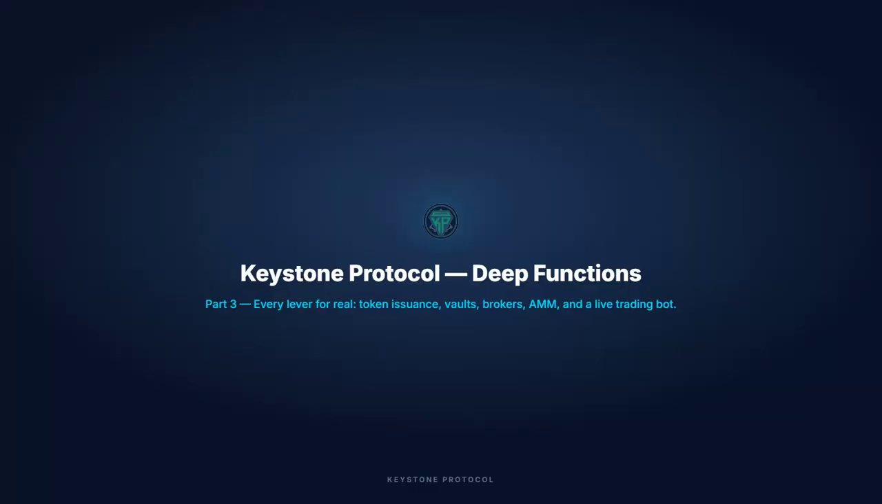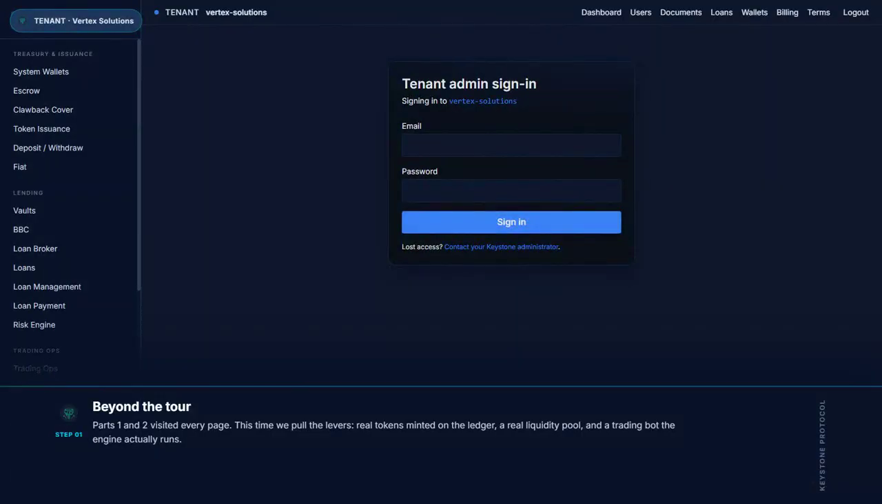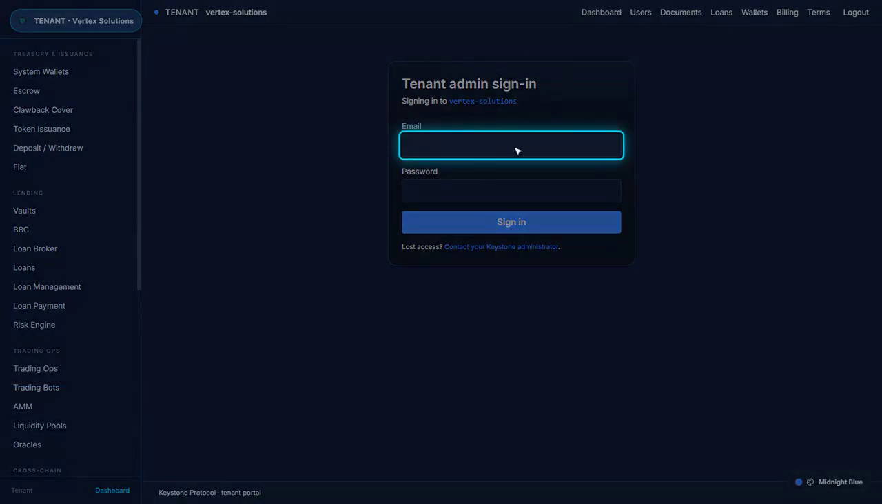Keystone Protocol, Deep Functions, Part 3. Every lever for real. Token issuance, vaults, broker, beyond the tour. Parts 1 and 2 visited every page. This time we pull the levers. Real tokens minted on the ledger, a real liquidity pool, and a trading bot the engine actually runs.